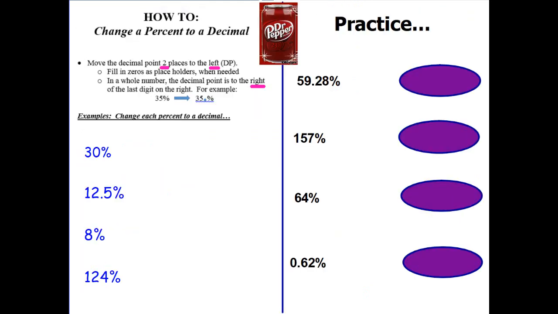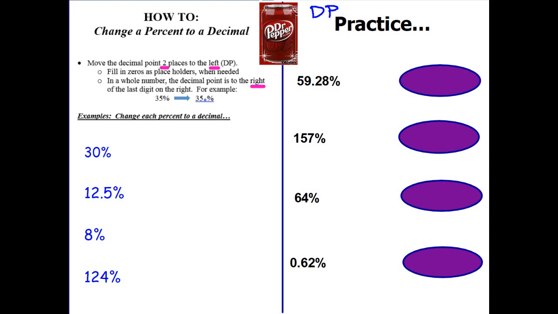Now let's do the opposite. Let's go from a percent to a decimal. To change a percent to a decimal, we're going to move the decimal point 2 places to the left. And then we fill in the zeros as placeholders when needed. And again, if you have a whole number, the decimal point is to the right of that last digit in the whole number. Okay, so this time on our DP, we're going from percent to decimal. That's why we move to the left.